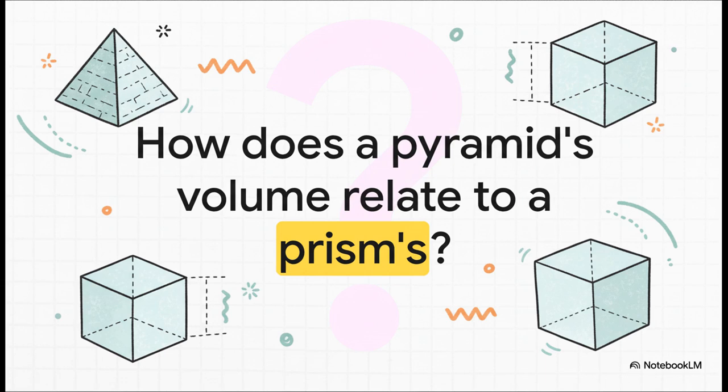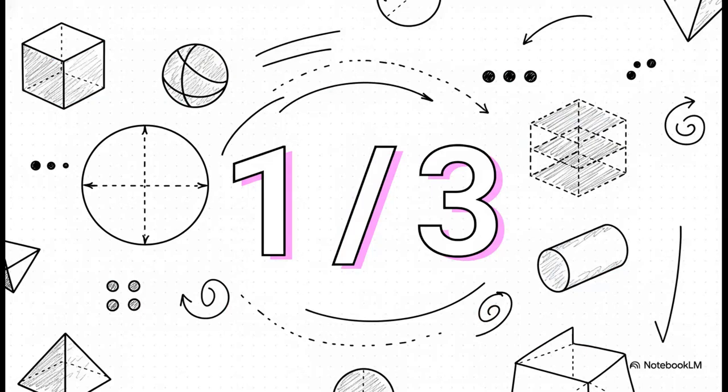So this brings up a really interesting question. Let's say you have a pyramid and a prism, and they have the exact same size base and the exact same height. How are their volumes related? I mean, is it half? Is it something weird and complicated? You might be expecting some crazy fraction, but the answer is so clean and so cool. A pyramid's volume is exactly 1/3 of a prism's with the same base and height.